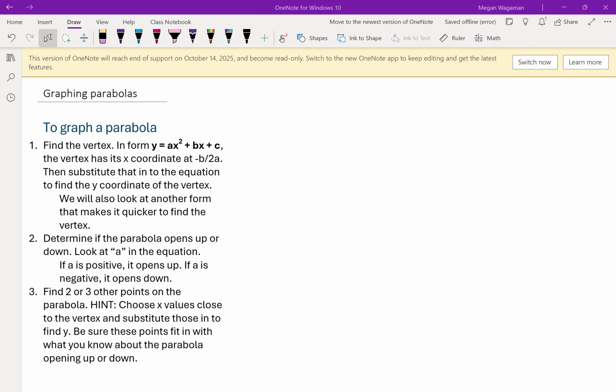Hi, in this video, I'm going to talk about graphing parabolas when those parabolas are in two forms. So in both cases, we're going to focus on when the x is being squared. So we have something like y equals ax squared plus bx plus c. Sometimes you'll also see this with function notation, where f of x is equal to ax squared plus bx plus c.